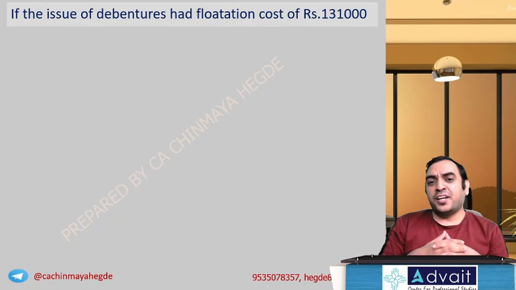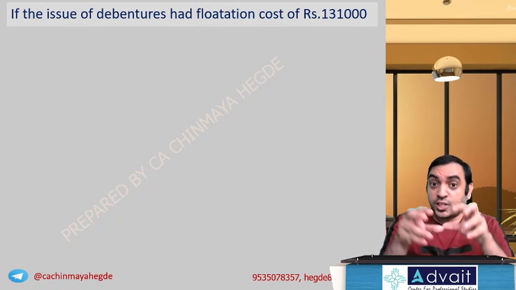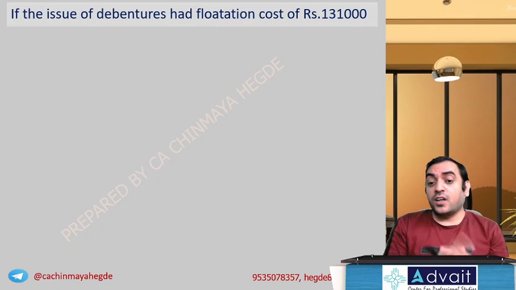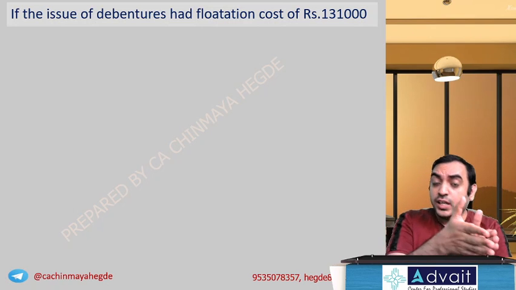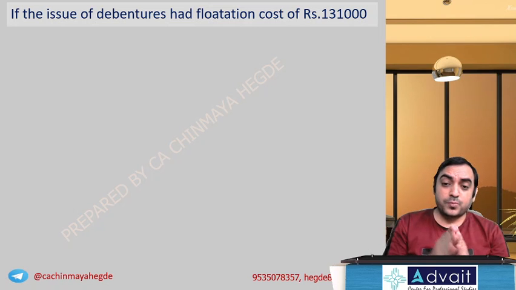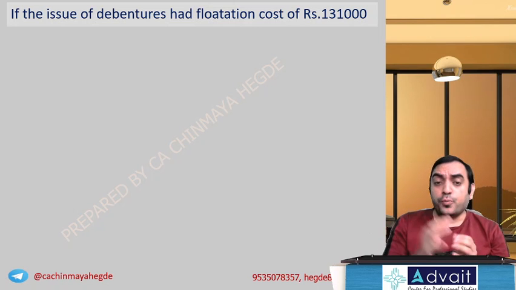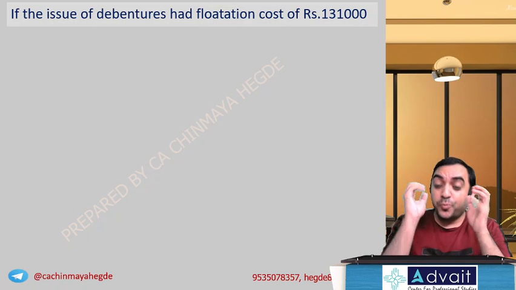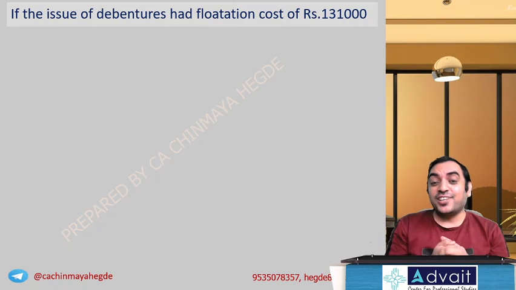This financial instrument had a flotation cost. This flotation cost should be allocated to whom? What do you think? This flotation cost should be allocated to the equity or should be allocated to the debt? What do you think? This flotation cost should be allocated to which one? It should be allocated to both. Absolutely right. In which ratio?